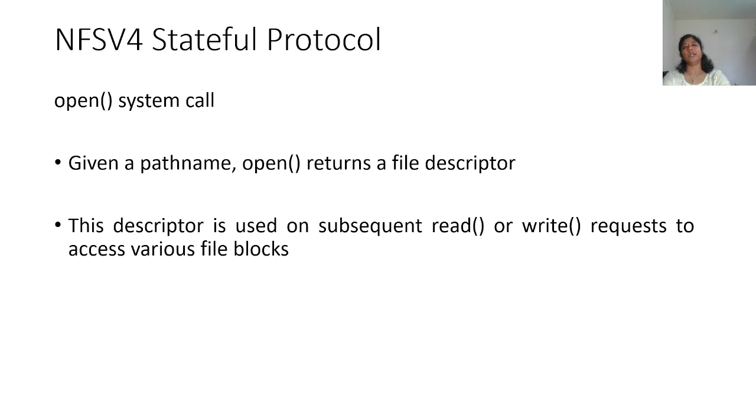Now we will discuss the NFS version 4 stateful protocol. Here we are considering the open operation for files. For that purpose, we make use of the open system call. The open system call takes the path name as the parameter and returns the file descriptor as the result. The file descriptor is then used for frequent read or write operations, and it will access the various file blocks during its operations.